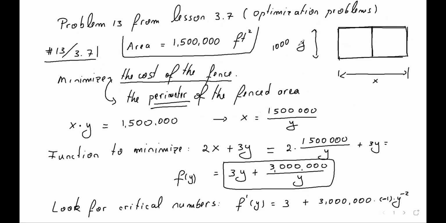And if y is 1,000 feet, remember that x was calculated earlier in the problem as 1,500,000 divided by y. Divide that, so it's going to be 1,500.